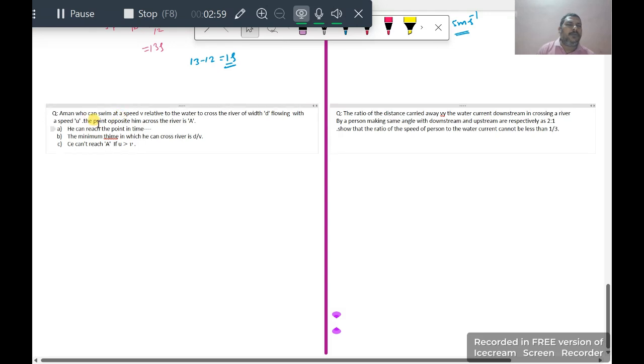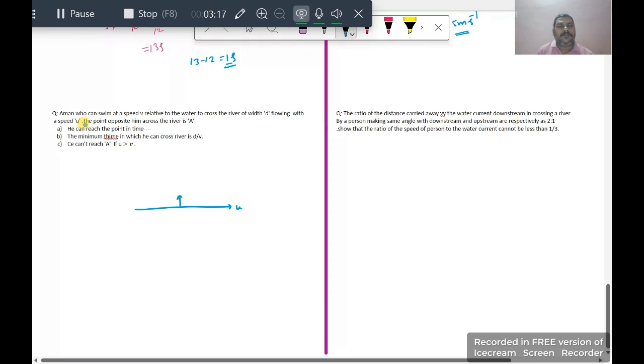A man can swim at a speed v relative to the water to cross a river of width d flowing with speed u. The river is flowing with speed u, and you want to swim with v. So to reach the point opposite him across the river, you can reach the point in time.